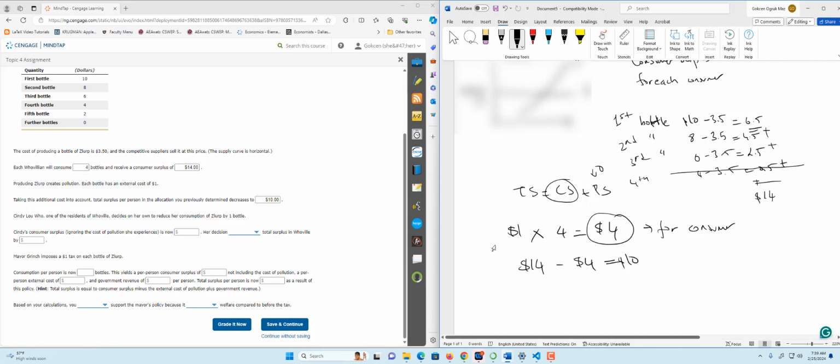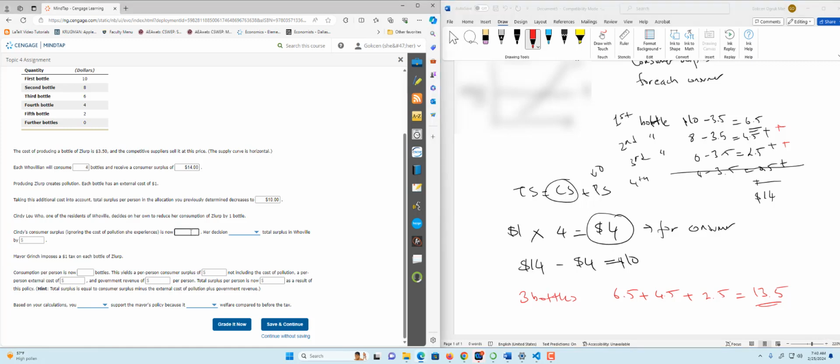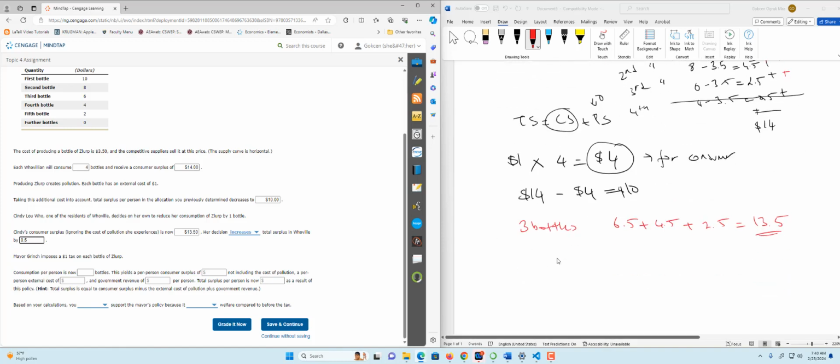And we are going to sum the consumer surplus of each bottle up until the 3rd bottle. So 6.5 plus 4.5 plus 2.5. Now she's consuming 3 bottles. Therefore, 6.5 plus 4.5 plus 2.5 is 13.5. So the right answer here is supposed to be 13.5. And now the next question is about her decision. The right answer is that it increases total surplus by $0.5. I'm going to explain the reason now.